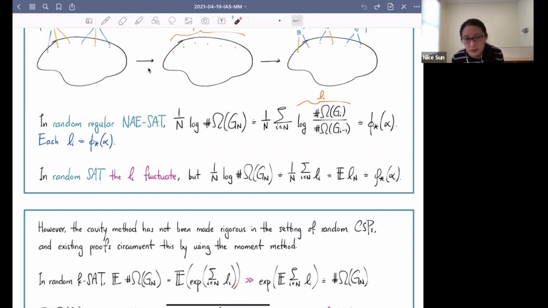So this is why for not-all-equal SAT, you would expect the moment method on the number of clusters to work, and why you won't expect it to work in the setting of random K-SAT.